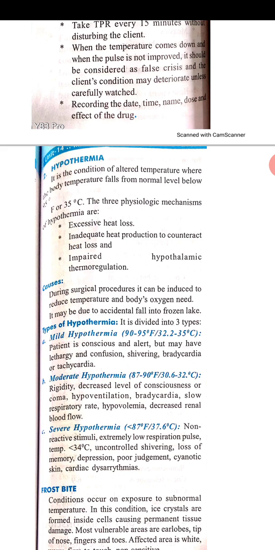In severe hypothermia, the temperature is less than 87 degrees Fahrenheit or below 30.6 degrees centigrade. Here the patient goes into uncontrolled shivering, memory is lost, the patient goes into a depressed state, and the patient cannot determine, cannot solve problems, and cannot judge properly.